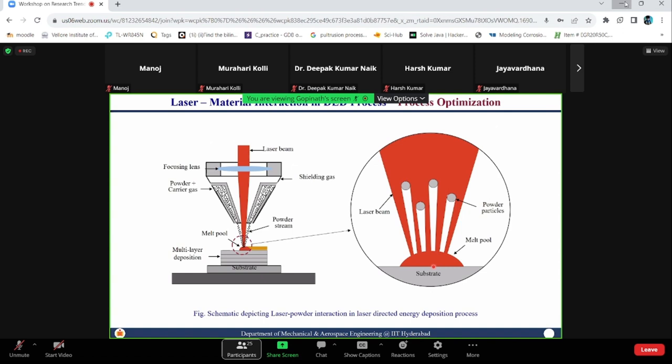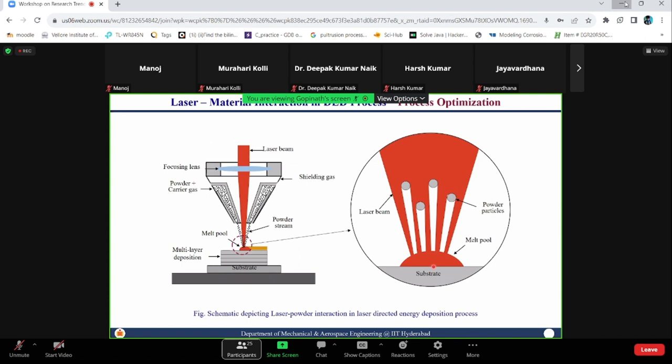Parallelly, I also told you powder cloud density is dictated by the number of powder particles available at any given point of time. That can be controlled by varying the powder mass flow rate. So I'm not changing any energy input parameters. Rather, two things I am changing: one is your carrier gas flow rate, the other one is the powder mass flow rate.